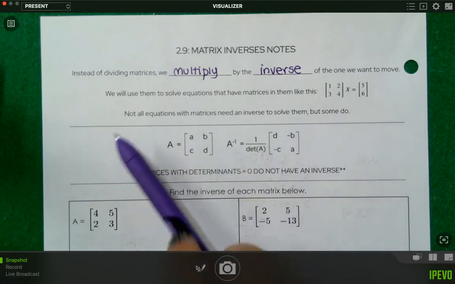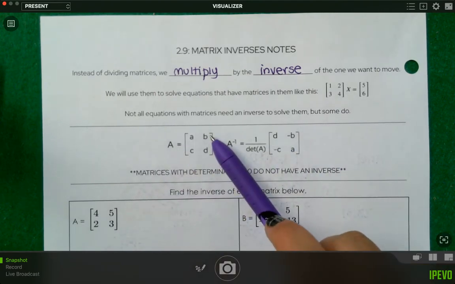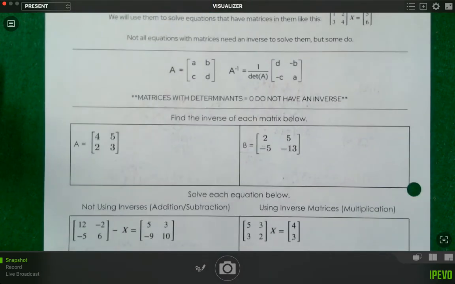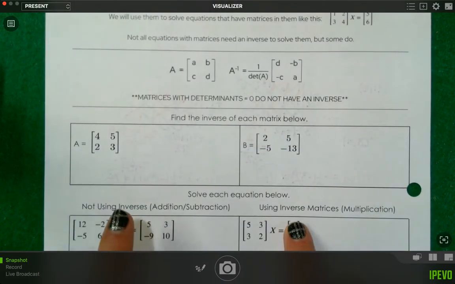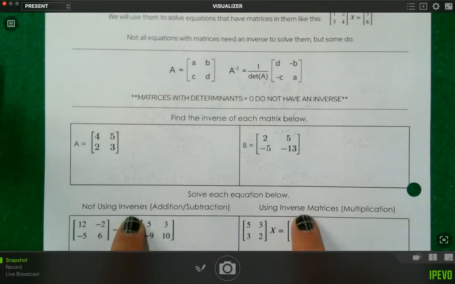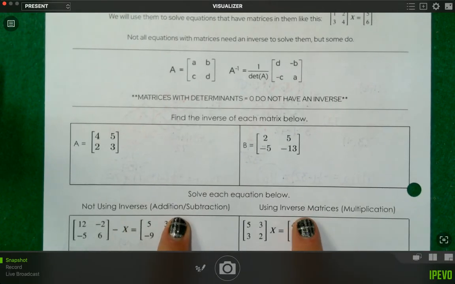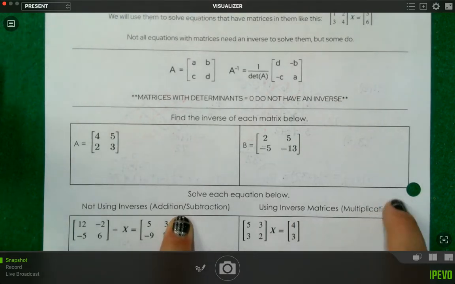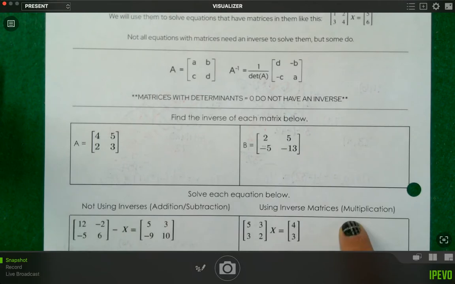Okay? Not all equations with matrices have to have an inverse. In fact, we're going to split up the notes on the bottom between equations that don't use an inverse and equations that do use an inverse. And the main difference is that these are using addition and subtraction, and over here it's using multiplication. And the only way to undo that multiplication is to multiply by the inverse.